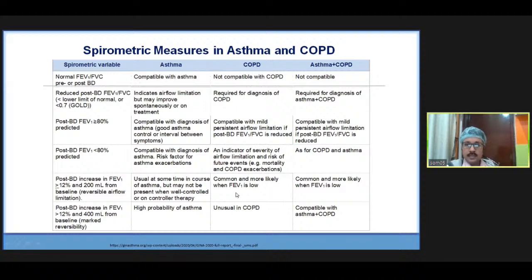So a post-bronchodilator increase in FEV1 of more than 12% and 400 ml is a high probability of asthma, but unusual with COPD, and compatible with a milder variety of asthma COPD overlap. So post-bronchodilator increase of more than 200 ml suggests a chance of COPD. Post-bronchodilator increase of more than 400 ml is usually in asthma.